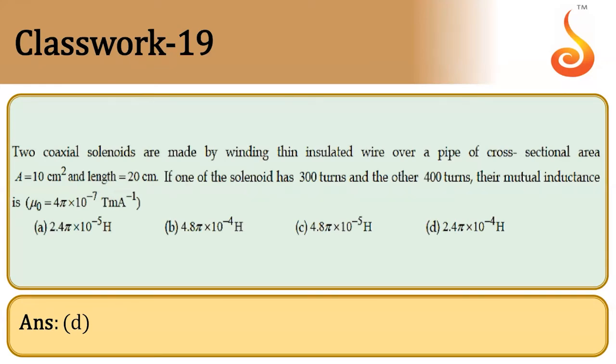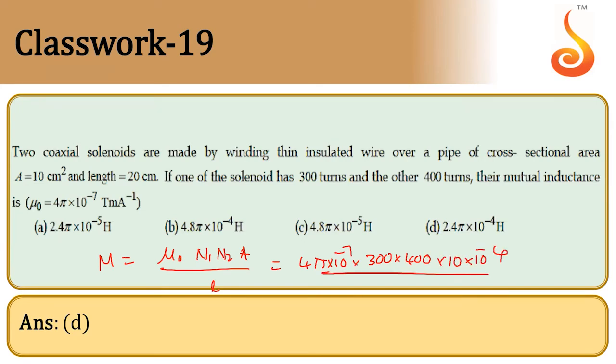Two coaxial solenoids are made by winding thin insulated wire over a pipe of cross-section area and length. If one of the solenoids has 300 turns and another 400 turns, the mutual inductance of the two solenoids is mu naught N1 N2 A divided by L. That is 4 pi into 10 to the power of minus 7, 300 into 400, area 10 centimeter square, 10 into 10 to the power of minus 4, divided by L, which is 0.2. Simplify, you'll get the answer. Option D.